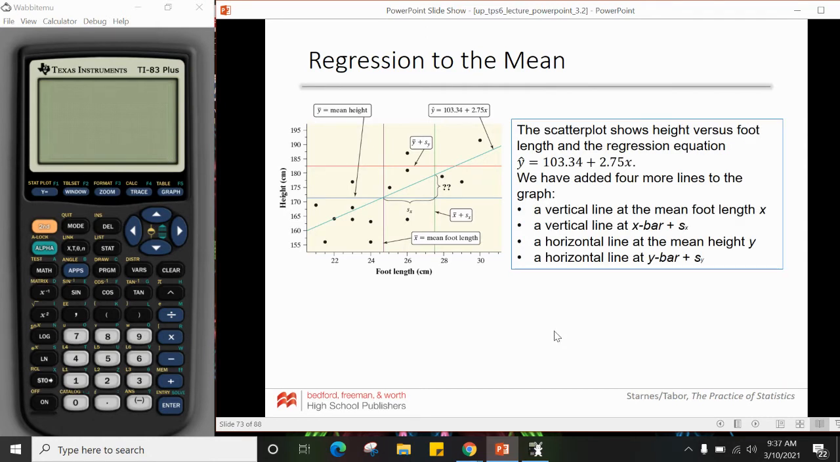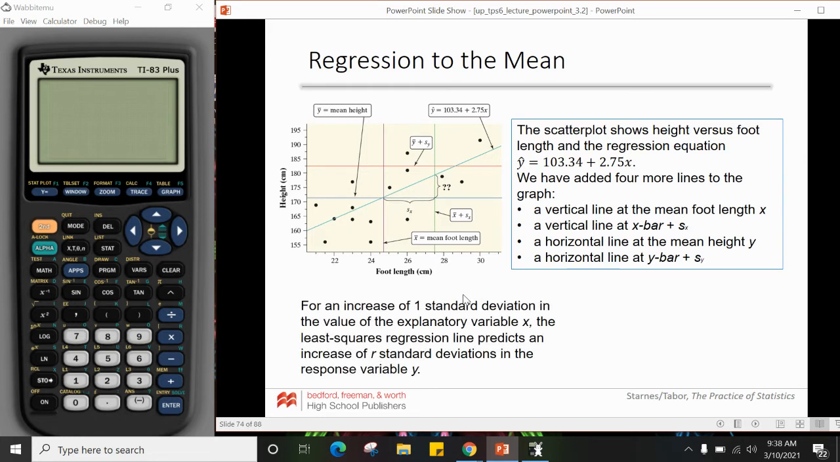So here we have a scatter plot with a bunch of lines on it. The scatter plot shows the height versus foot length and the regression equation. So it's just another data set. And we've added more lines to the graphic context. So you see, here's your X bar, here's your X bar plus S sub X. Here is your Y bar and your Y bar plus S sub Y.